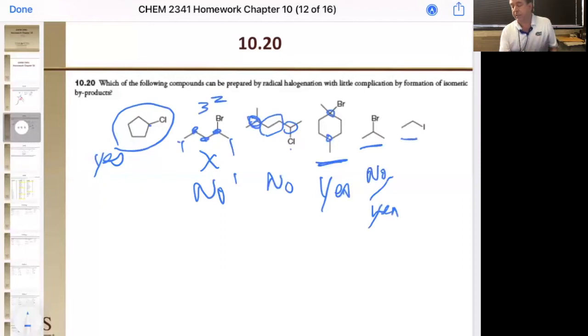And on this last one, I'm going to say yes, because we only have primaries on here, except that, look at this, it's iodine. We cannot do radical halogenation with iodine because it's an endothermic reaction. So it's not yes, it is actually going to be a no. Remember, we're only doing chlorine and bromine with these radical reactions.